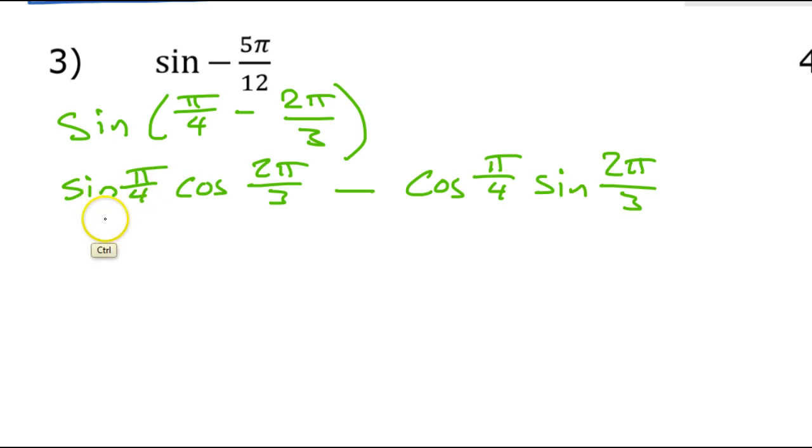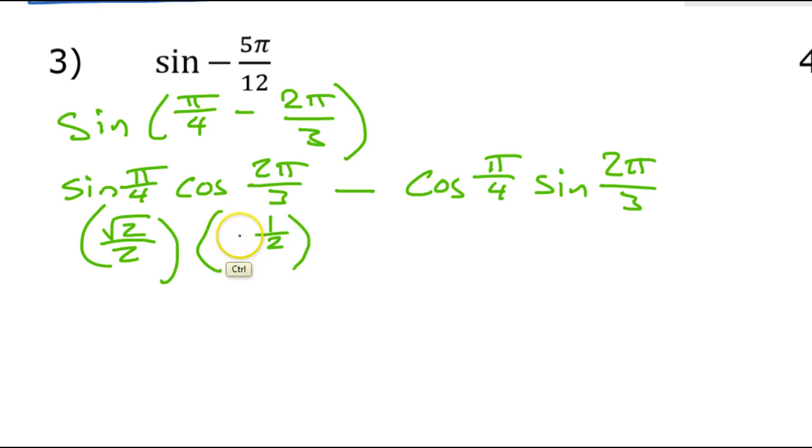So sine of pi over 4, we've memorized that that is radical 2 over 2. Cosine 2 pi over 3. The reference angle is pi over 3. So what's the cosine of pi over 3? 1/2. So this will either be 1/2 or negative 1/2. The question is, what quadrant is 2 pi over 3 in? Alright, 2 pi over 3 is like right here. So that's in the second quadrant. Cosine is negative over there because it's an x value on the left. So this will be negative 1/2.